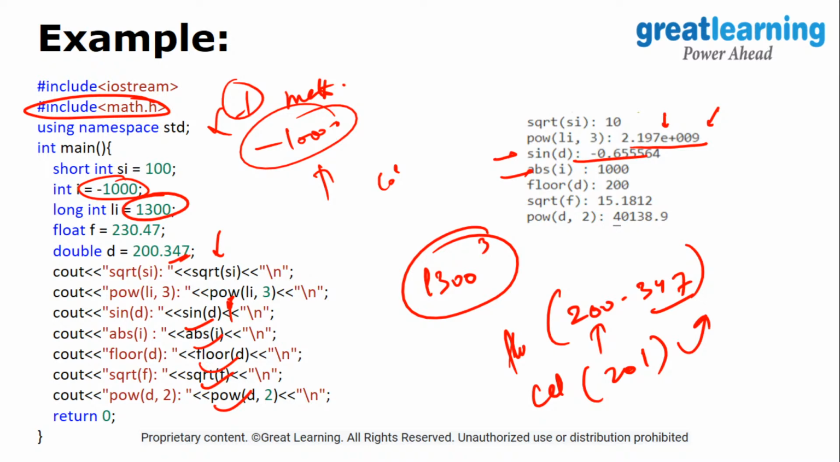Okay, that is one of the best books. So floor means lower side. Even if it is greater than 0.5, that means it is 200.6, still it will go on the floor side. It will go on the lower end, not the upper end. Finally you have d raised to power 2, that is 200.347 raised to power 2, and you will get your output as this.